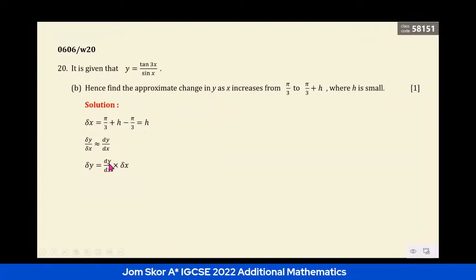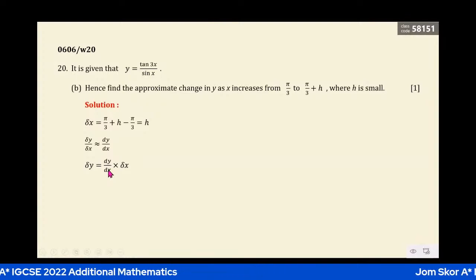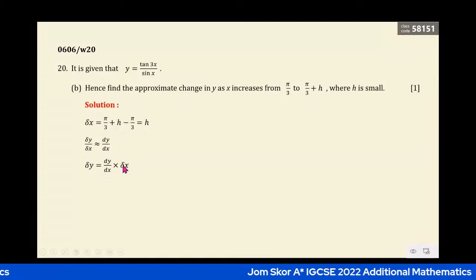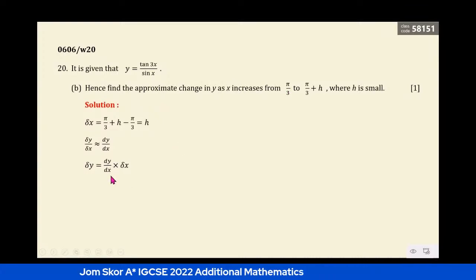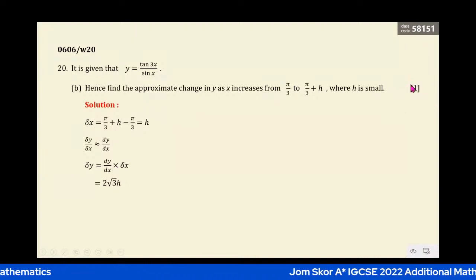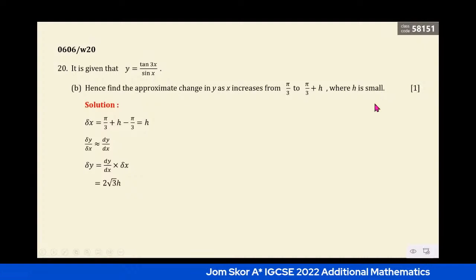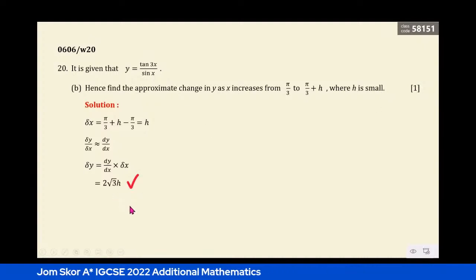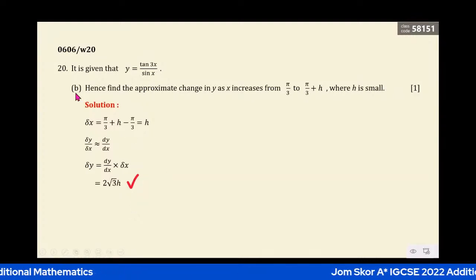So what is your dy/dx? You already got from in A, which is 2 root 3 tadi. Because tadi pun kita cari dy/dx when x is pi over 3. Okay, so you just substitute the value here. 2 root 3 multiply dengan h. Nampak tak markah dia 1? Okay, so the marks is only given for the final answer. Okay. Alright. That is 20B.